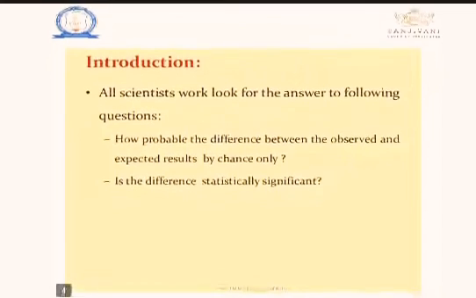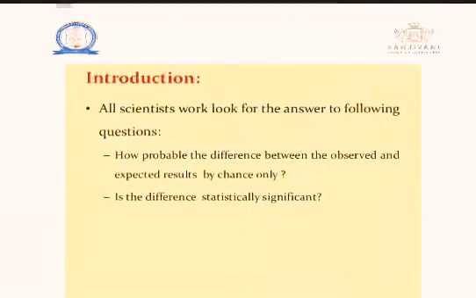Firstly, what is the introductory part of this chapter? All scientists look to answer the following question: how probable is the difference between the observed and the expected value by chance only? Is the difference statistically significant, or is it not significant?